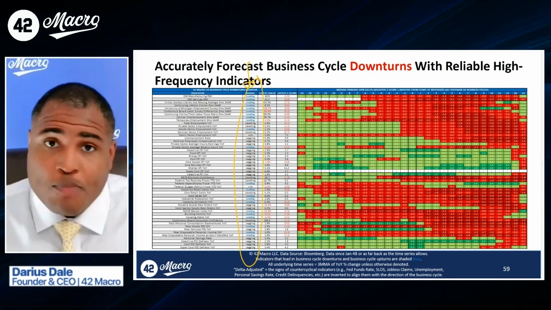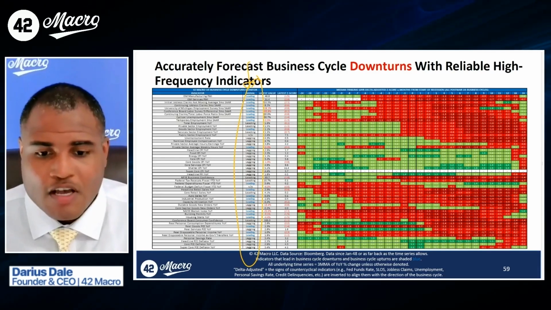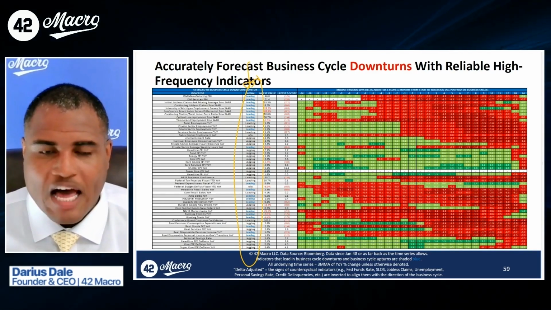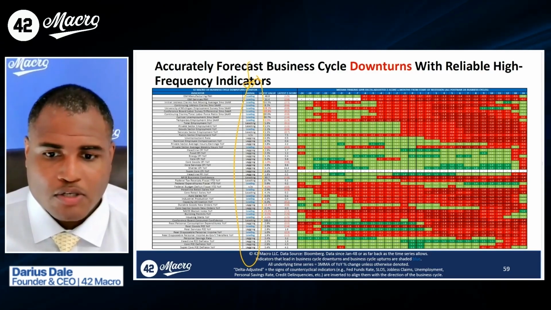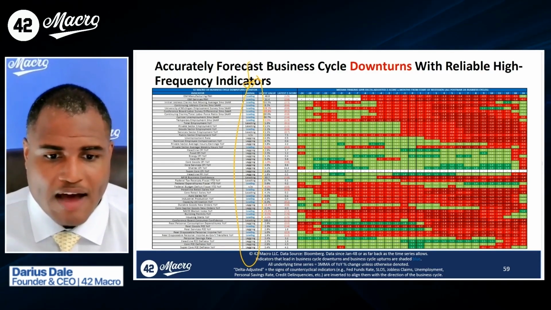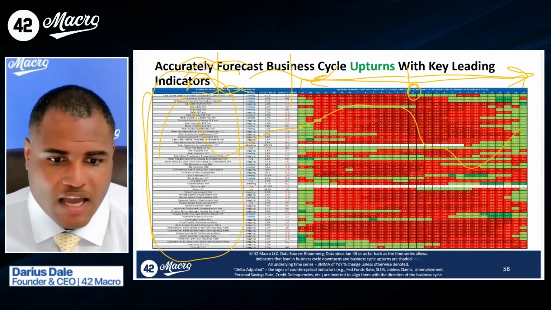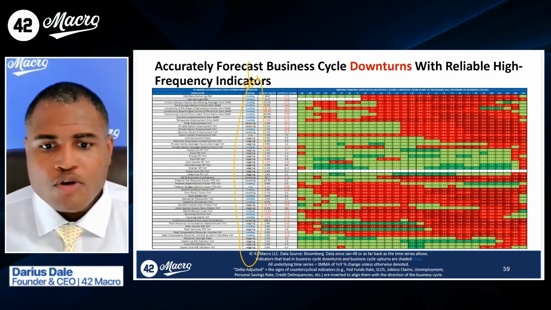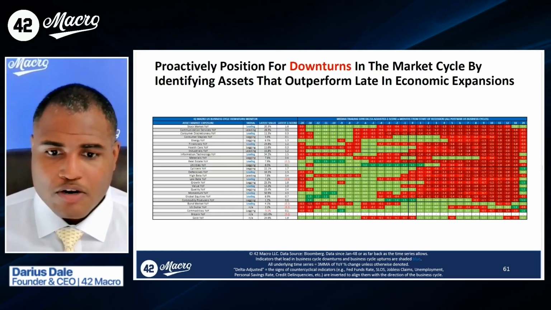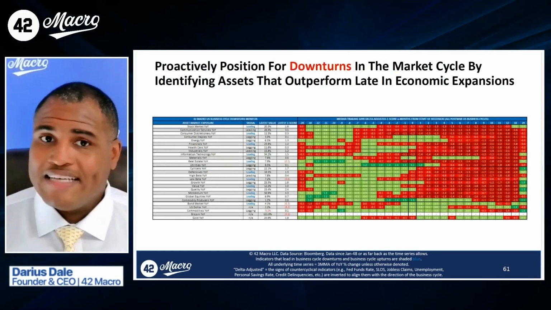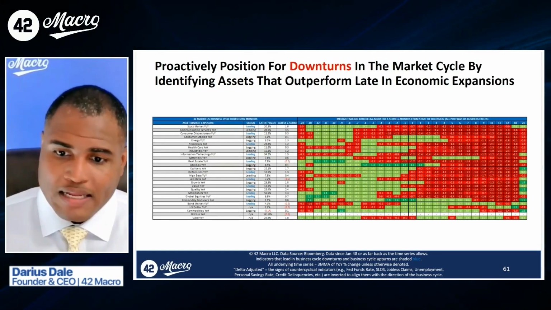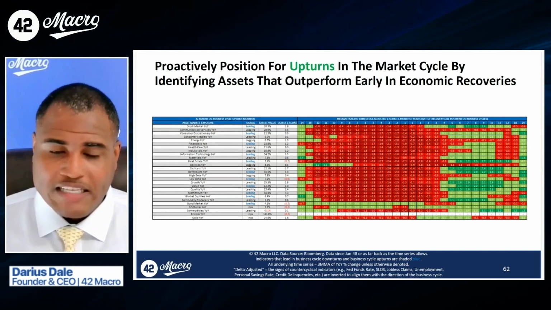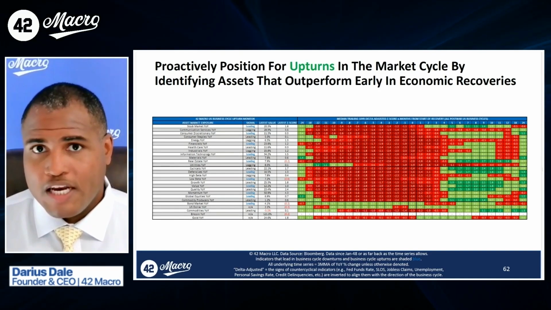And I would argue you're probably wasting time if you're paying attention to anything else, because it's not a persistent leading indicator of the business cycle, meaning it's not going to give you a reliable signal heading into a downturn or an upturn in the business cycle. And then obviously we identified the key persistent leading indicators in the previous two slides. So you can also proactively position for downturns and upturns in the market cycle by identifying assets that outperform late in economic expansions, on the way down in markets, or identifying assets that outperform early in economic recoveries.